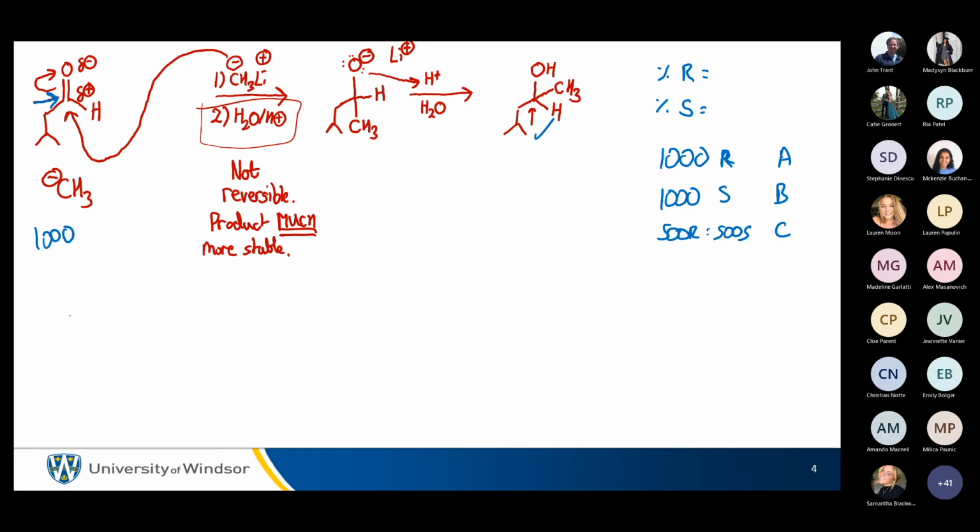I completely agree with you. Wouldn't it depend on how the CH3 attacks? Brilliant, Melitza. That is exactly the answer. It depends on how the CH3 attacks. Okay.